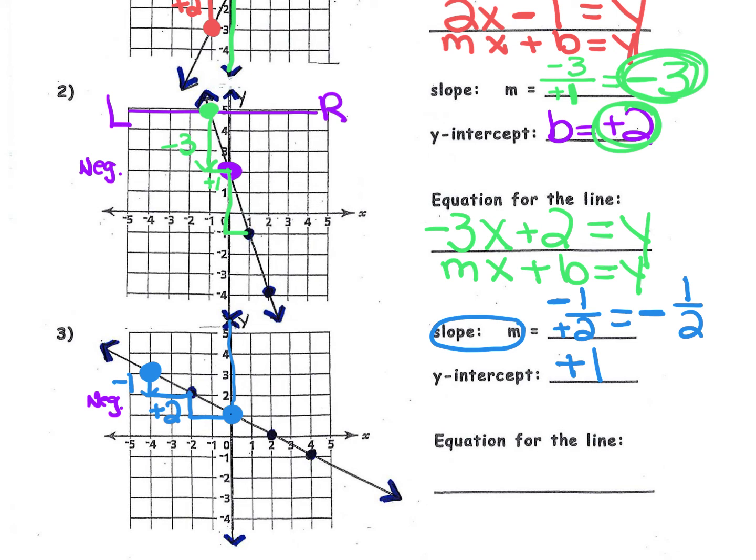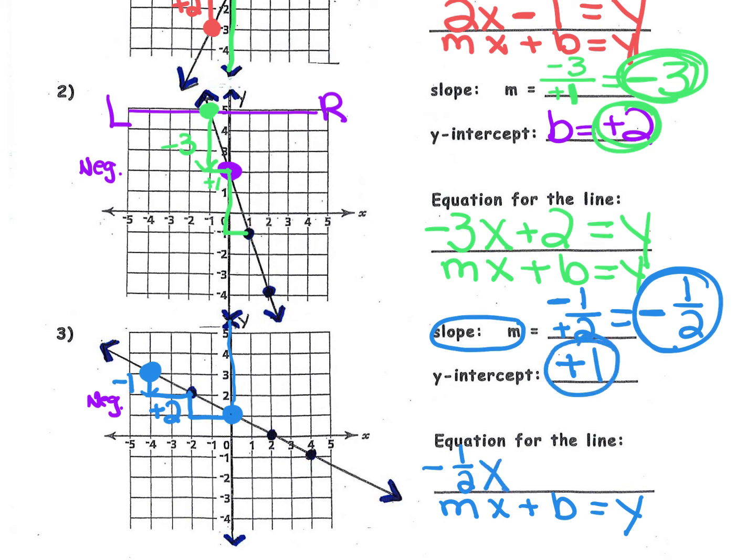Now, when we go to put it all together in an equation, we're going to write mx plus b equals y. Well, our slope, of course, has a negative value. It's negative 1/2 times x. And our anchor intercept is a positive 1.